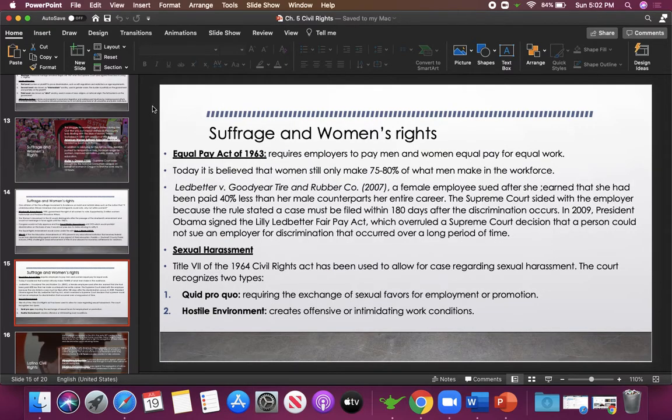Equal Pay Act of 1963 requires employers to pay men and women equal pay for equal work. Today, it is believed that women still only make 75 to 80% of what men make in the workforce. Now, this is one of those things that makes people uncomfortable to talk about. There are genuine instances of gender discrimination in pay that do exist. They're documented. There have been court cases over them, like the one we're going to talk about in a second.